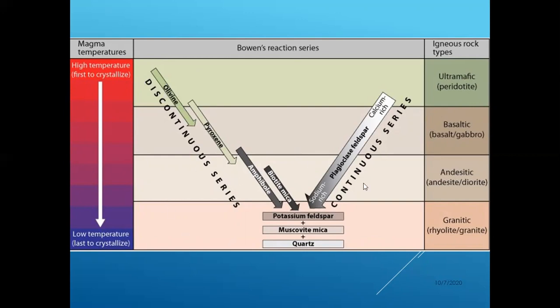Another example would be if something crystallizes at a very low temperature. If the magma cools and solidifies at a relatively low temperature, then it could include a few more different minerals within it. So you have something that's granitic. It can include quartz, mica, and feldspar. It'll be a granitic type of igneous rock, and those rocks could either be rhyolite or granite. So that's how you read the Bowen's reaction series.